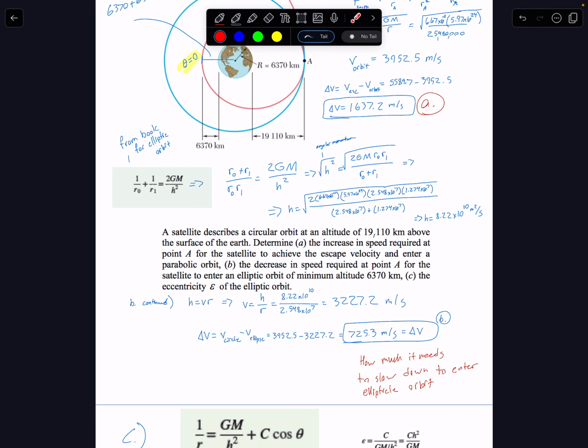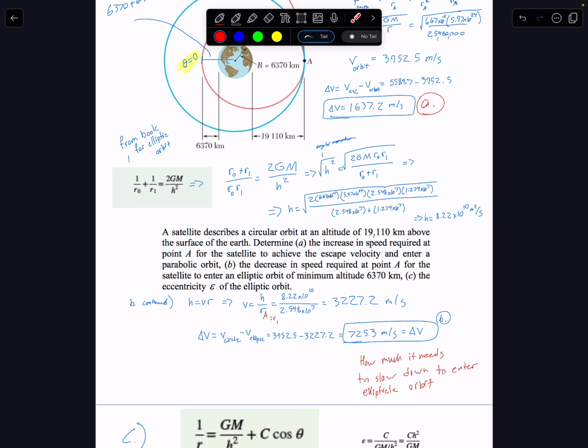And so once we plug everything in from rearranging our equation from the book, we get our angular momentum. We can get the velocity at A. I guess I can put R of A there, or R1, because that's the point where we're looking to enter it, and after plugging everything in, we get 3,227.2 meters per second.